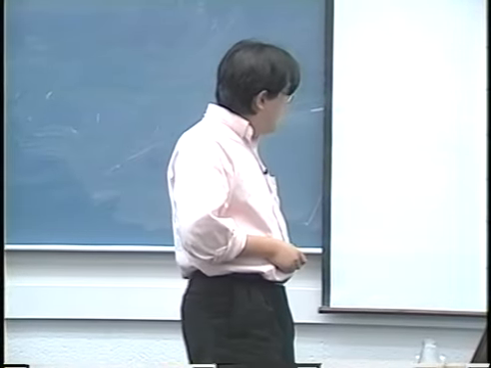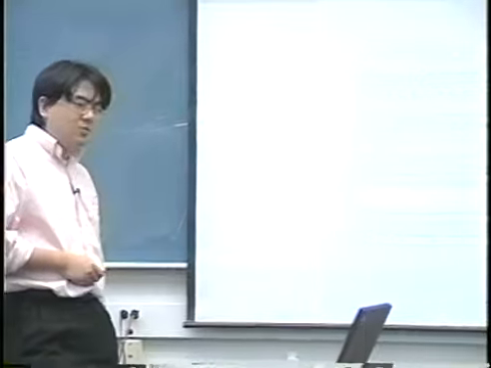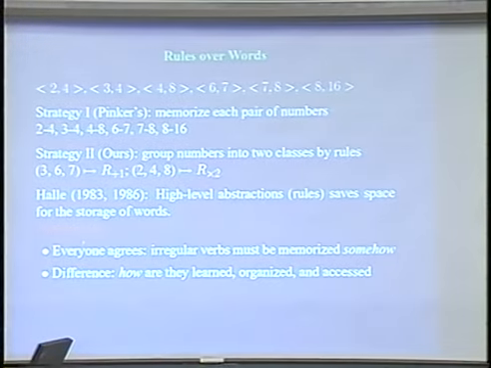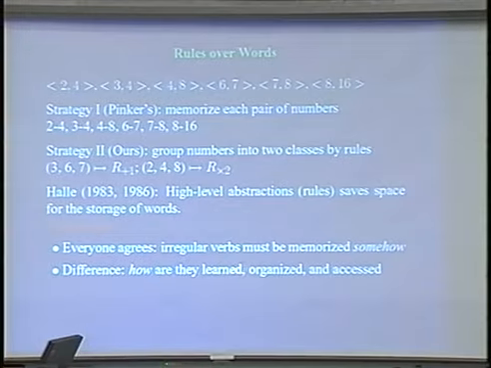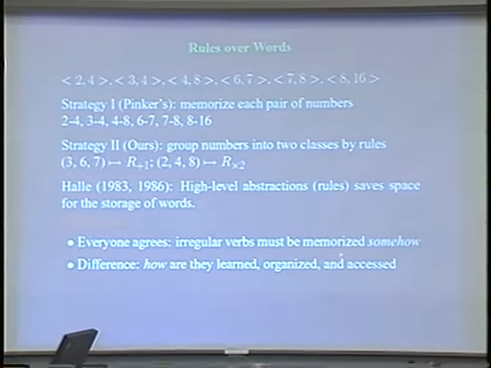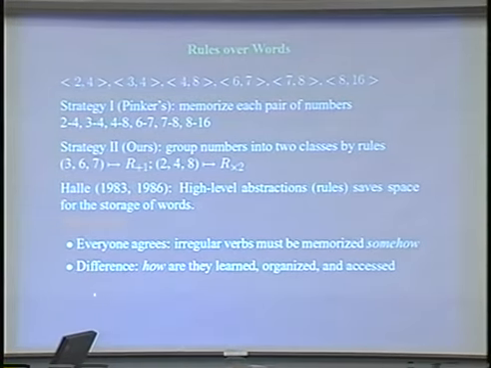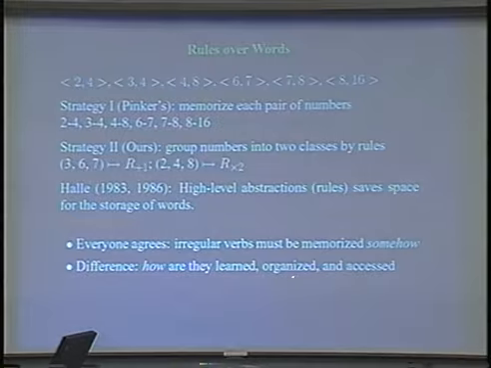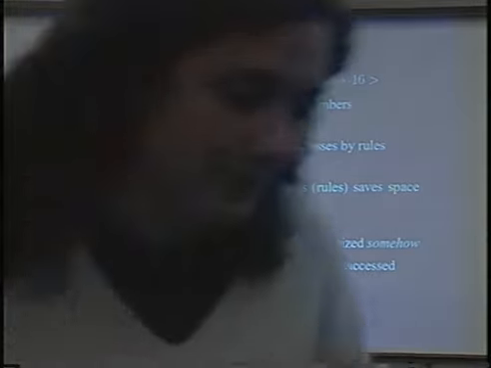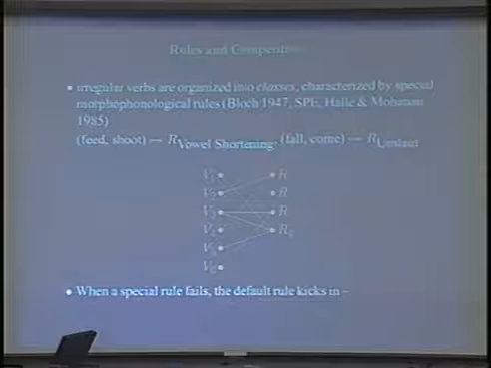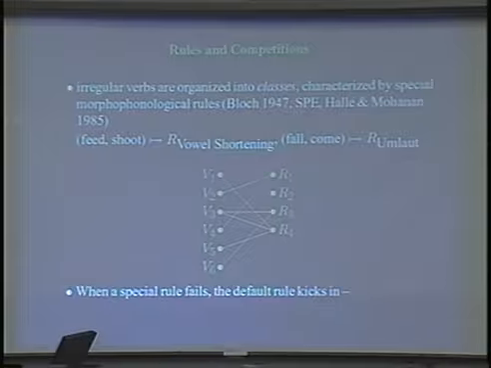So the bottom line between this work and, say, Pinker's work is that everybody agrees that irregular verbs must be memorized somehow, because they're not regular. But the difference is how they're learned, organized and accessed. So that'll be our work. This leads to the assumption in traditional phonology that irregular verbs are organized into classes.